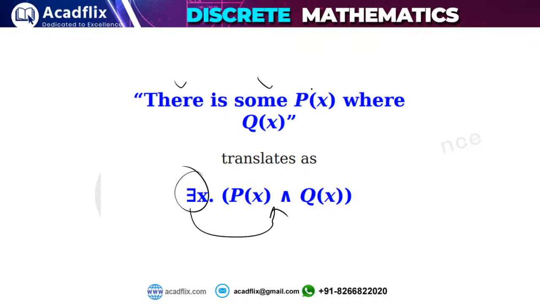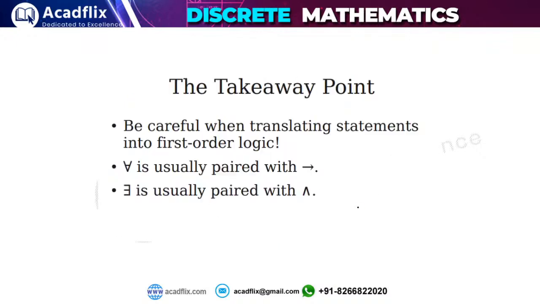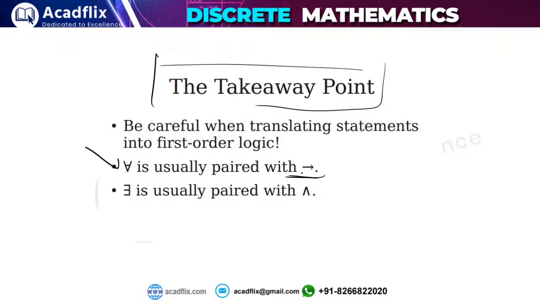If there is some Px which satisfies Qx, then we will have there exists x, Px and Qx. So this is the takeaway point. This is the important point I am telling you: for all is usually paired with implication, and there exists is paired with conjunction.